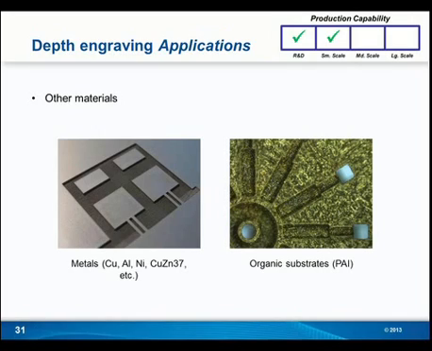Gotcha. So on this slide, as Mirella mentioned, you can cut through a variety of materials. You can see here the different metals, and then the organic substrates. Exactly. Here we can see metallization being depth engraved, or having the pockets created in copper, aluminum, nickel, different types of metals that still absorb the UV wavelength.